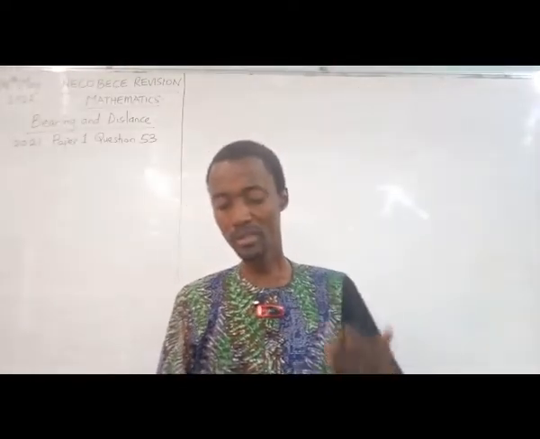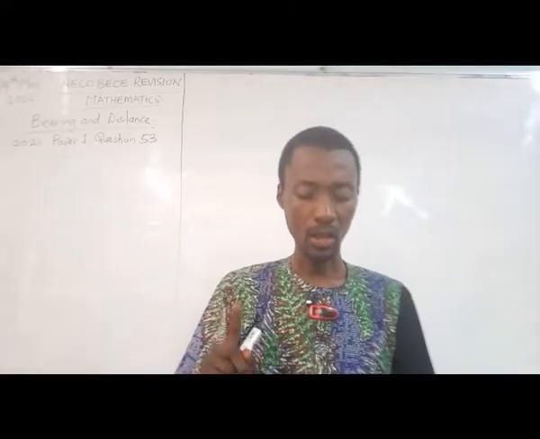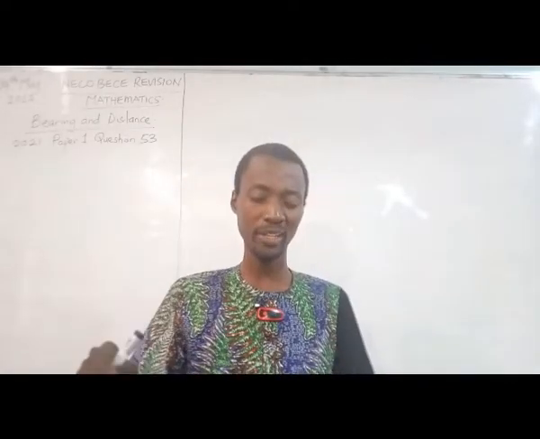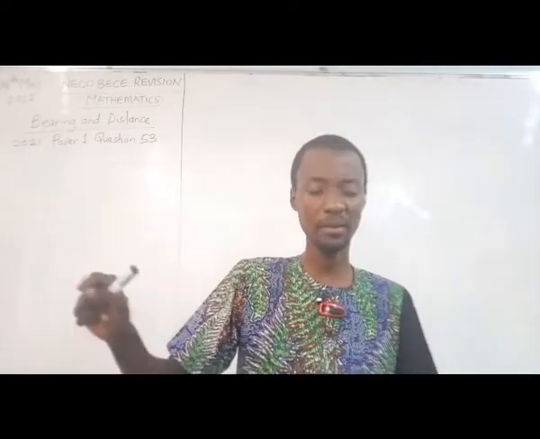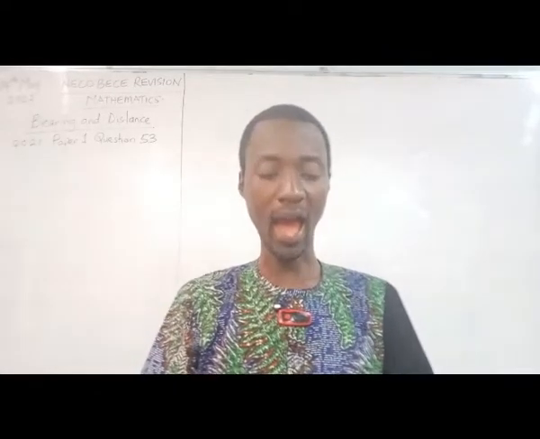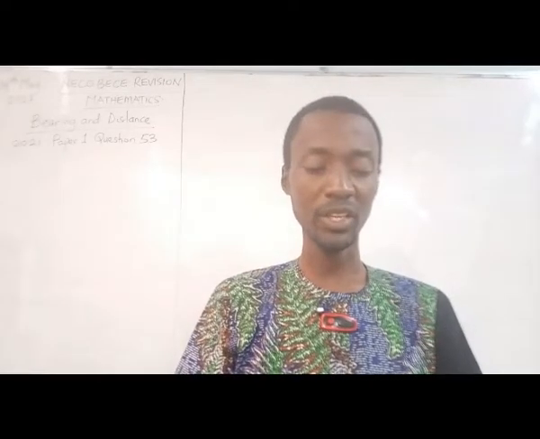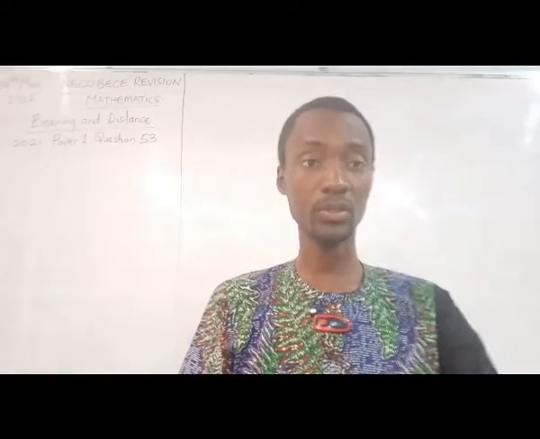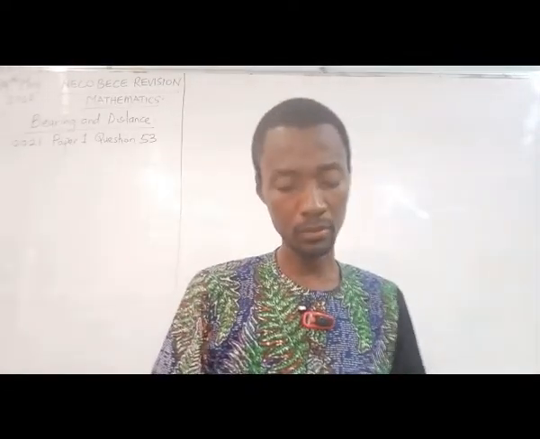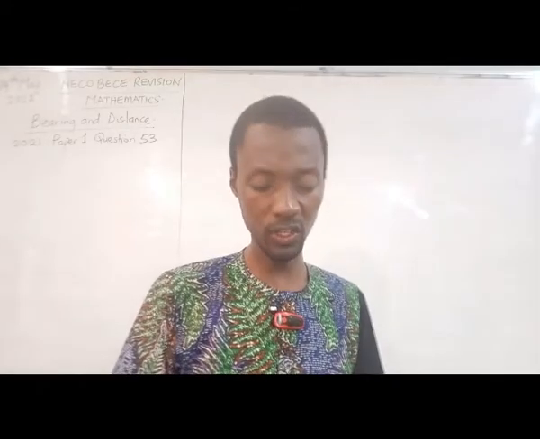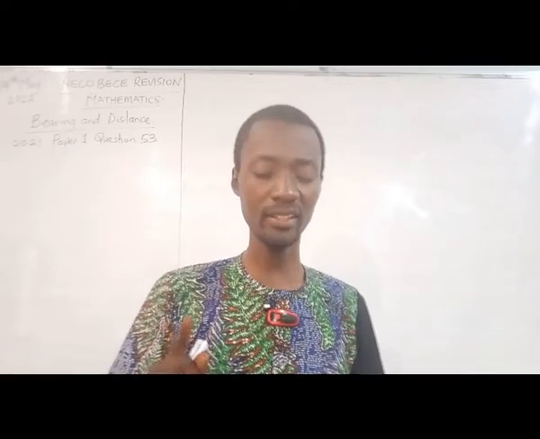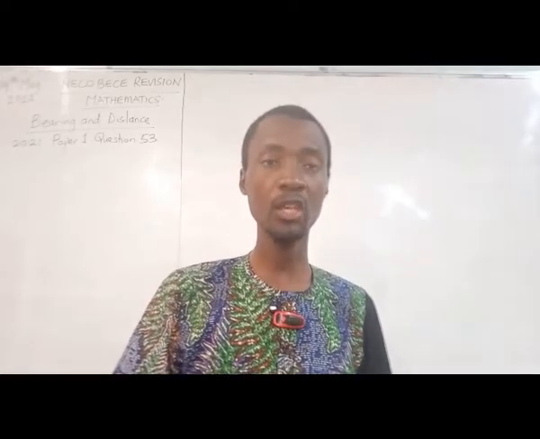The question says a boy starts from a point A and walks 4 kilometers due east. You must have a sound knowledge of your cardinal points. To another point, what? B. He then changes direction and moves 3 kilometers due north to a point C. It says find the distance of C from A. Find the distance of C from A.